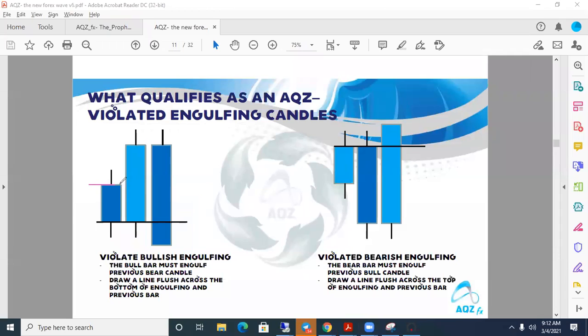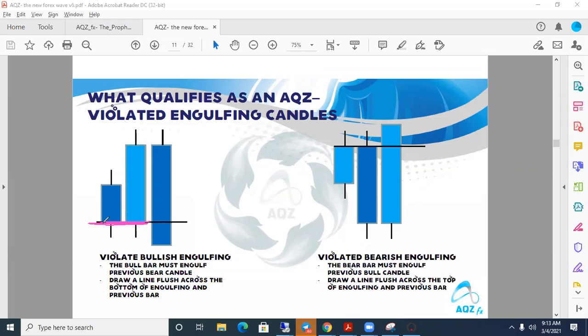If you trade order blocks, you would have been anticipating price to retest this level, and then you buy. But price violated it. Now, slightly different concept with AQZ. For guys who trade order blocks, you would mark out from week to week as your order block. For AQZ, you mark out the body. You put a line flush across the body. So for a bullish engulfing, it will be violated when price closes beneath this body, right?